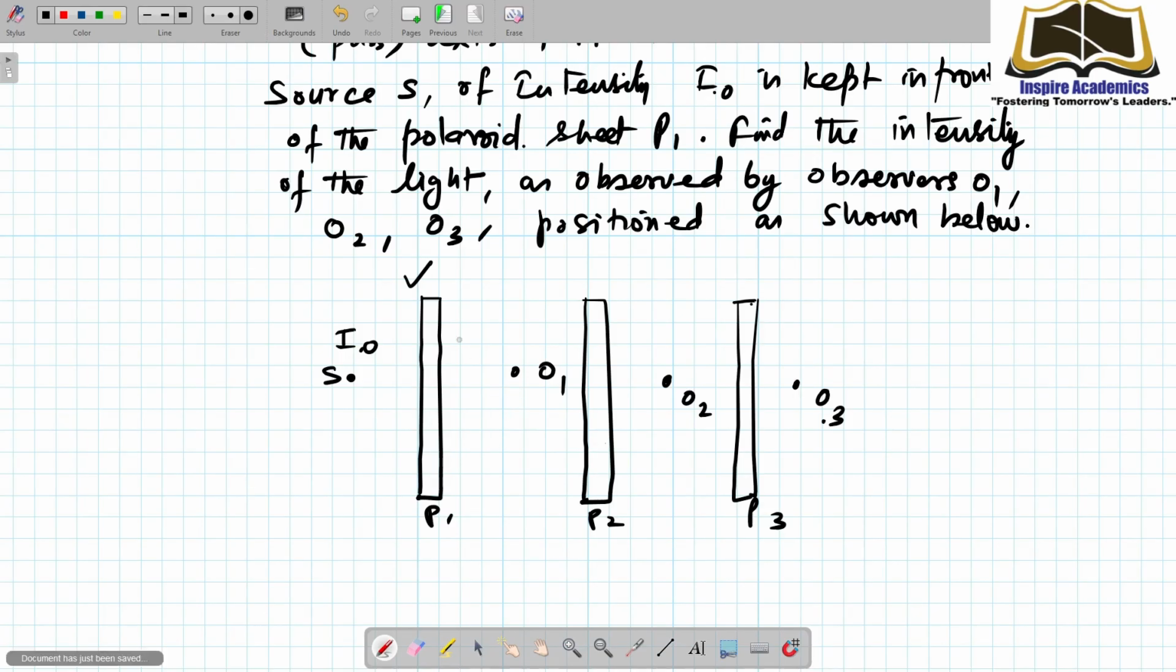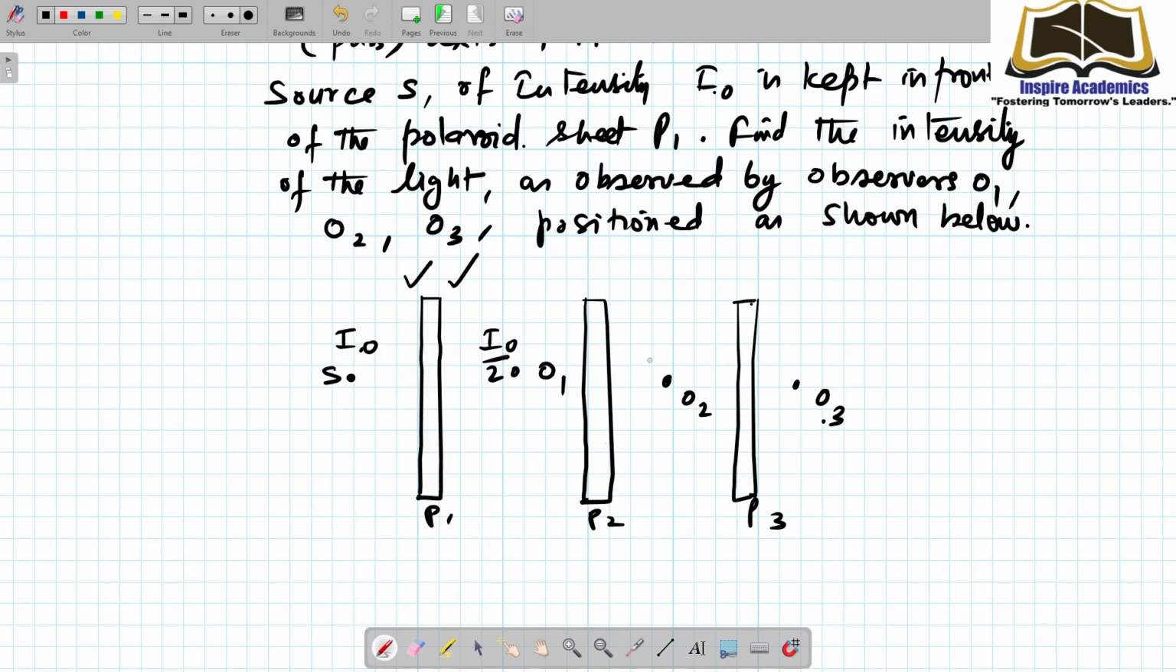Why would it be? Because there is a Polaroid sheet over here. So what happens? Whatever is the intensity at source, it becomes half. Just now we have discussed. So you will receive here I naught by 2. Will you not receive that? That is what you should understand.